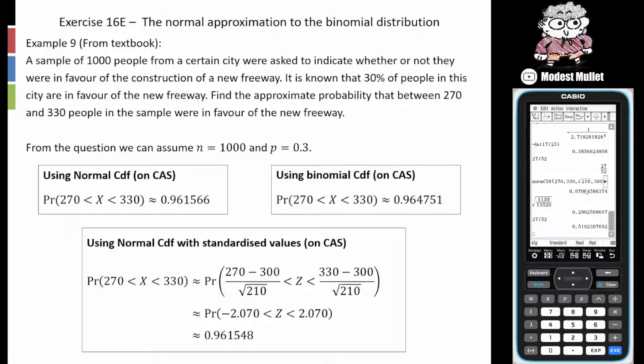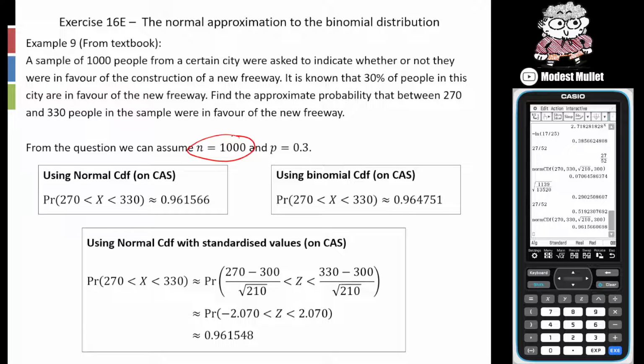Let's put it on that line there. Oh, it's gone into a weird line, my apologies. Let's drag that down there. Run, enter, and we get 0.9615. So when we run our survey of 1,000 people, the likelihood of getting between 270 and 330 people that say that they are in favour of the freeway is 0.96.